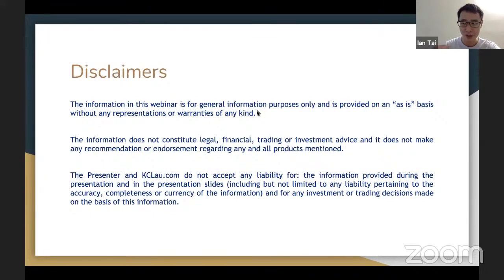If you happen to use this information to trade or to invest, these are not advices from me. You are solely responsible for your own trading and investment actions. We will not accept any liability for any losses directly or indirectly incurred during these trading activities, especially if you use our information from this presentation and also from kc.com. The good news is that if you make money from it, neither Casey nor myself will take any commission. 100% of the profits you keep, but you also bear 100% of the loss. These are the general disclaimers, and I believe all of you are agreeable to it.